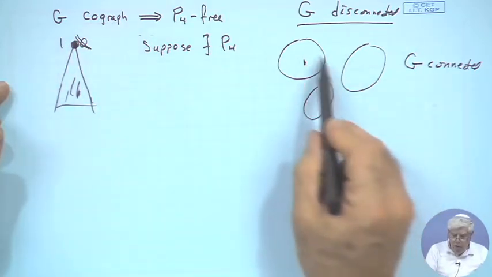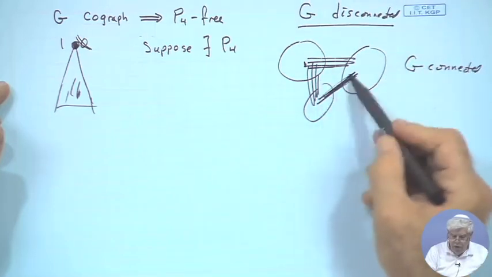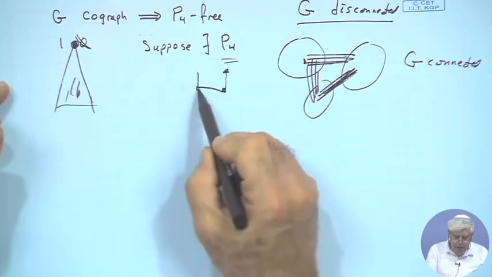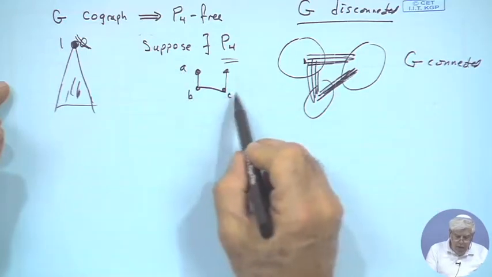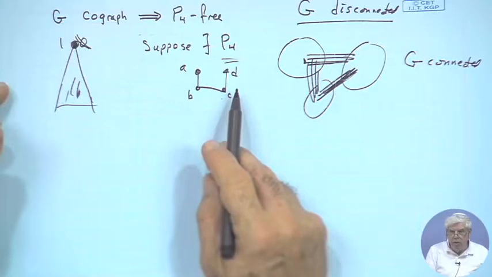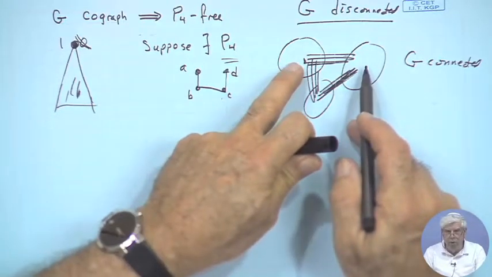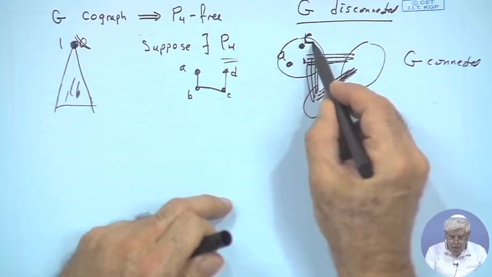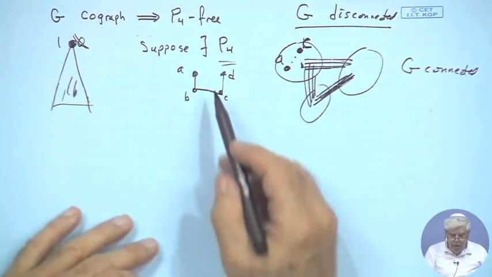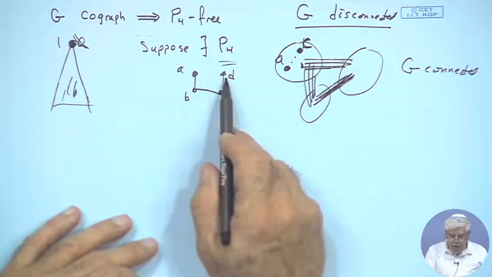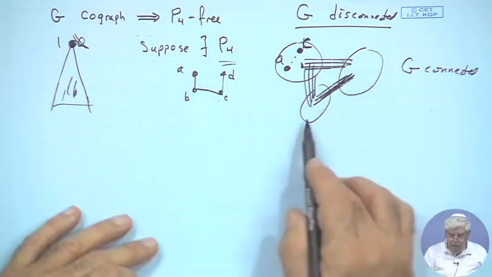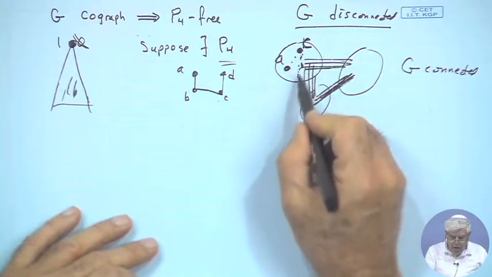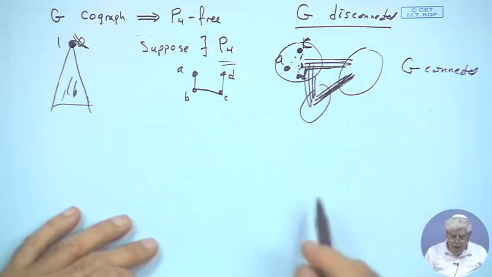That means that I have cographs that are completely joined to each other. Well, again, where is my P4? P4 looks something like this. On A, B, C, D, A and C are not connected. So that means that A and C cannot be in different components, right? A and C would have to live in the same component because they're a non-edge. Similarly, A and D is a non-edge. So D cannot be in one of these other components since it's a non-edge. It must be together with A and C.